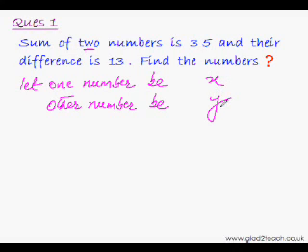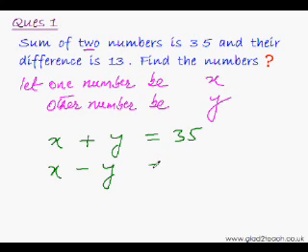Now that we have assigned the variables, the next step would be to create the equations. And since here there are two variables, we need two equations. Sum of two numbers is 35. That means x plus y is equal to 35. And their difference is 13, so x minus y is equal to 13. And with that, we have successfully created two simultaneous equations.